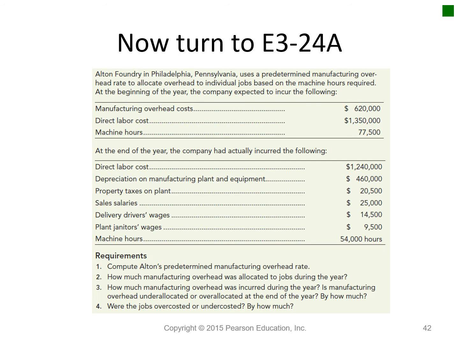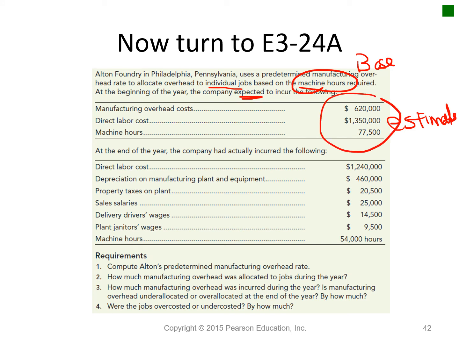Okay, so in this particular example, it says that the foundry uses a predetermined overhead rate to allocate overhead to individual jobs based on machine hours. So guys, that's going to be our base, machine hours. They tell you that in the problem. It says at the beginning of the year, this is what they expected to incur. So guys, these are the estimates in the problem right here. You've got estimated overhead, direct labor costs, and this is the number. Here's your estimated activity. There's your machine hours.